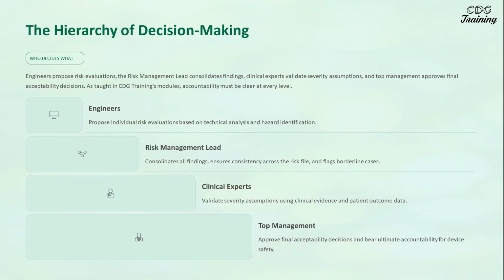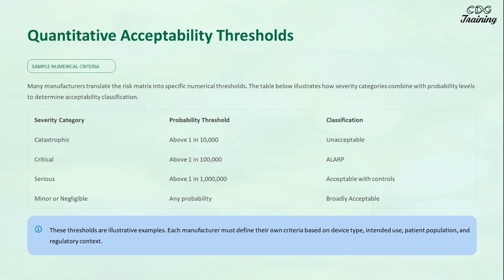Risk evaluations consolidate findings from engineers, management leads, and clinical experts. Accountability is crucial, ensuring clear and effective decision-making at every level. Manufacturers use numerical thresholds to translate risk matrices into specific criteria. These thresholds guide decisions based on device type, usage, and regulatory context.